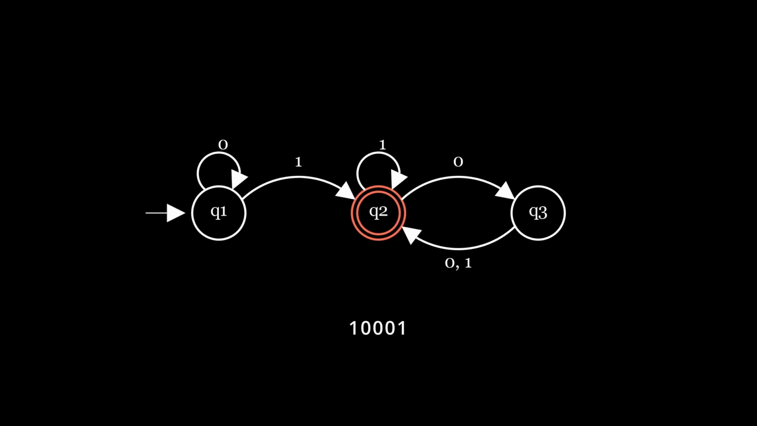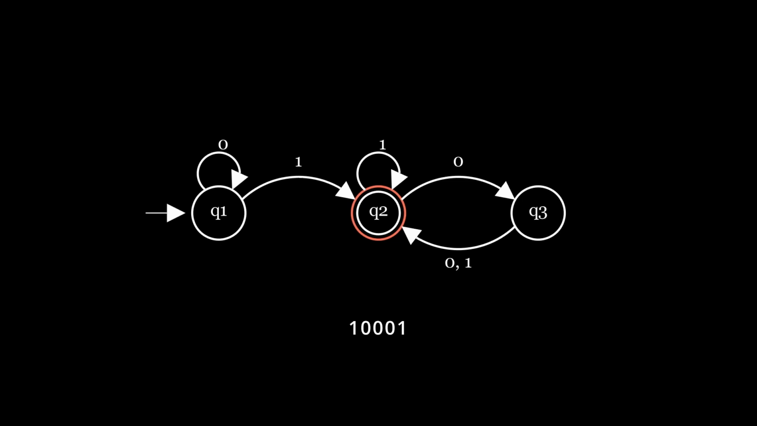For example, let's give it the string 10001. We start in Q1, we read the first 1 and go to state 2. Then, we read a 0 and go to state 3. We read another 0 and go to state 2. Then, we read one more 0 and go to state 3. Then, we read the final character 1 and move to state 2. We have ended at the accept state, so we can consider this input as valid and our computation complete.